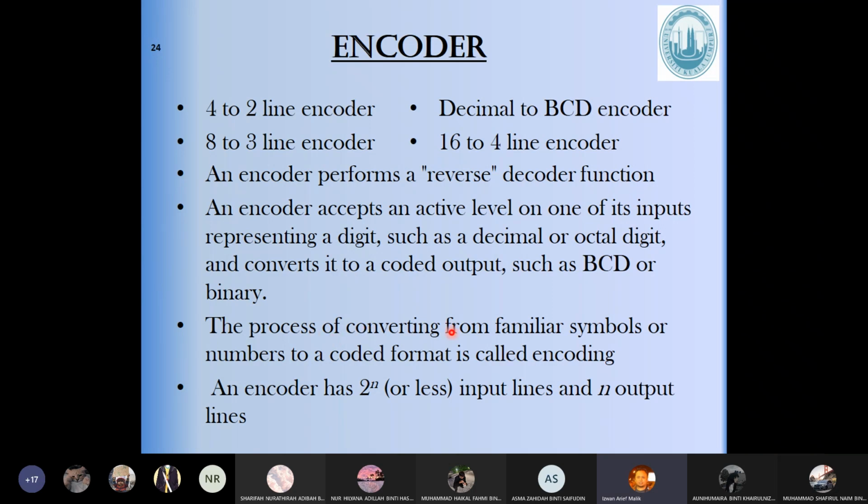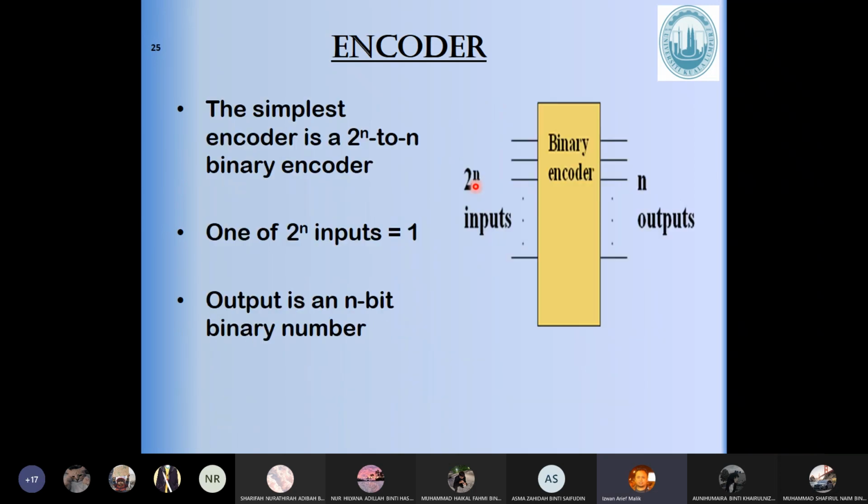So, the process of converting from familiar symbols of number to a coded format is called encoding. Kita encodekan dia. Okay. So, an encoder has 2 to the power of n or less input lines and n output lines. So dia terbaliklah. Tadi kalau ada 2 input, you akan ada 2 kuasa 2 output, iaitu 4 output. Sekarang kalau you ada 16 output, okay, jumlah input dia adalah punca kuasa 2 kepada 16 tadi. Okay, so you akan dapat 4 input lah. 16 to 4. So it is the other way around.